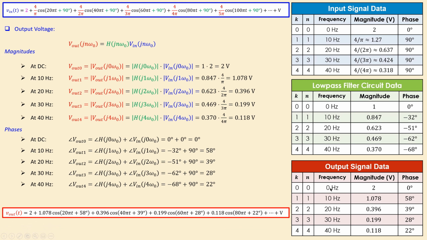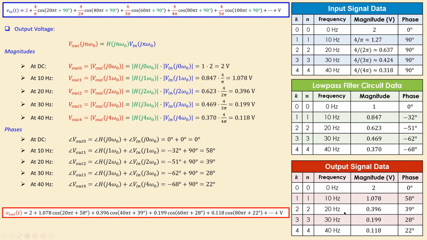So I have now the 0, this is just the DC value, which is this 2. The first harmonic will have an amplitude of 1.078. That will be the amplitude of my cosine term with a 20 pi t, first harmonic, and its associated phase is 58 degrees, which is shown here. So this is actually the amplitude, which is here in this table, in the red table, and I have my phase, which is also shown here next to that magnitude.